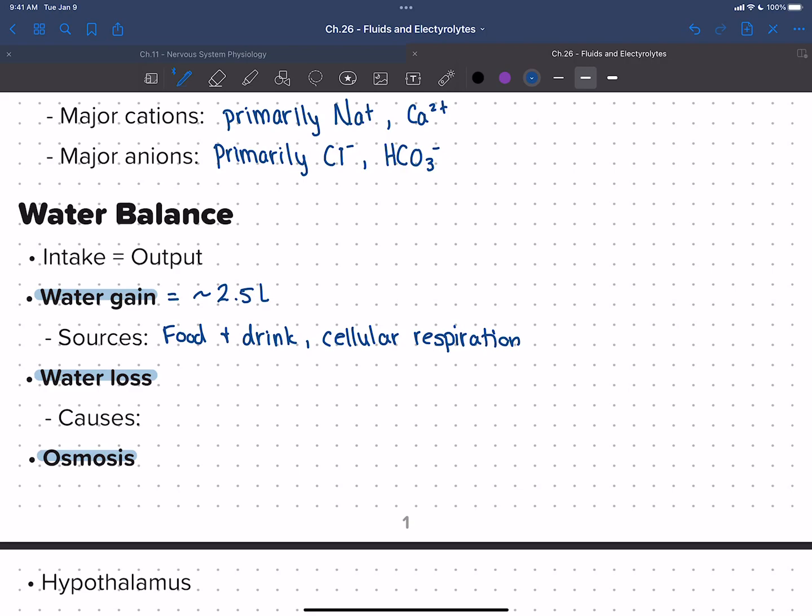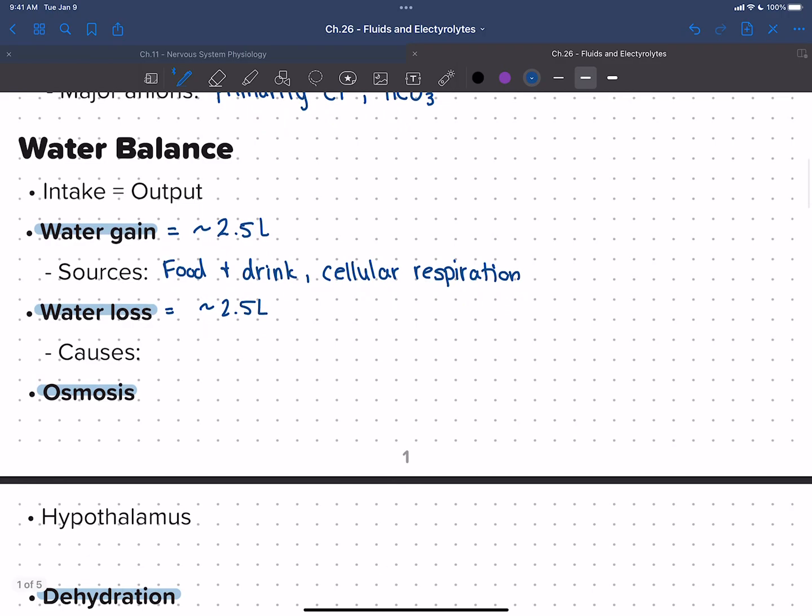All right. And so water loss, that should be generally about equal. So that would be about 2.5 liters as well. And so some different causes for water loss. Obviously, one would be through excretion. So we do lose water in urine. That's pretty logical. There's also a little bit of water in feces. And we know when we sweat, that will obviously be giving off water, right, through sweat.